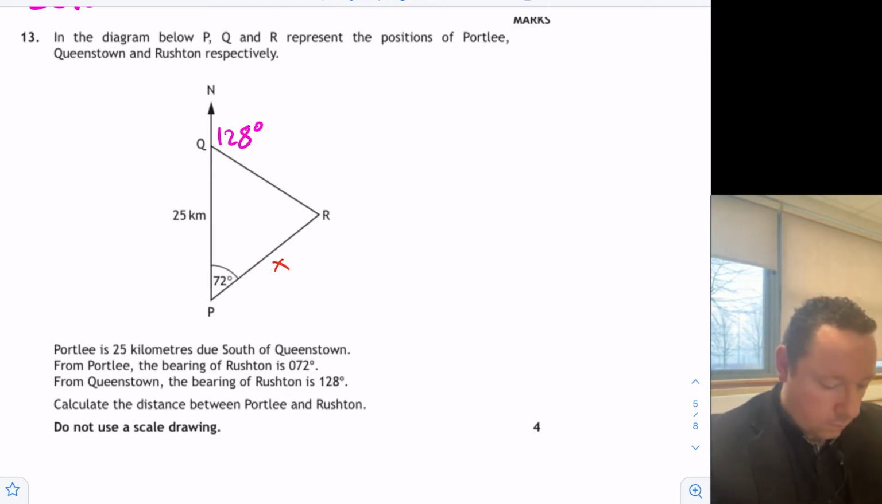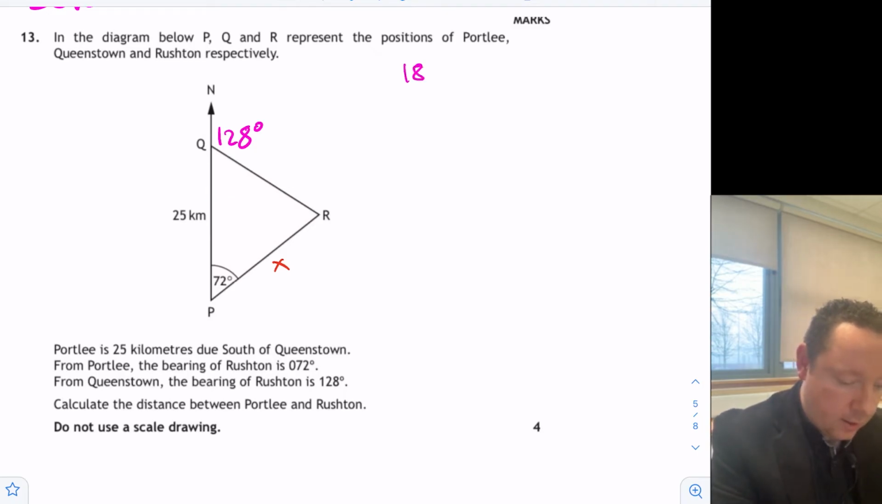Remember, the strategy always is try to get some angles inside the triangle. Once you've got as many as you can find, use the sine rule or cosine rule. So in this case, I've got north going all the way around to here. That's a half a turn, or angles on a straight line add up to 180. So I can do 180 minus 128. That gives me 52 degrees, and I can write 52 inside this triangle here.